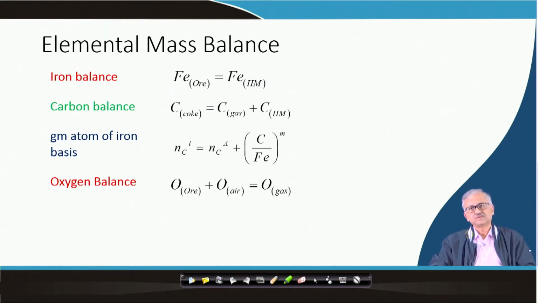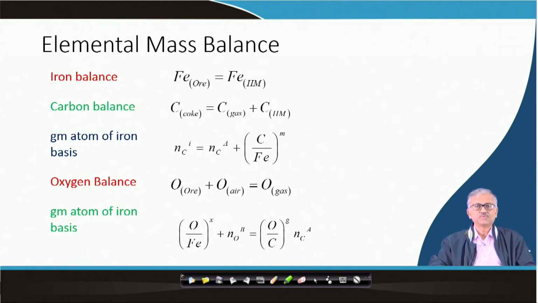Because of silicon reduction and phosphorus reduction, some oxygen obviously joins the blast furnace gas. That much oxygen we are ignoring for the time being to make it simple, because we are just developing a predictive model now. So, it is a very simple predictive model, and if I consider the oxygen balance in terms of gram atom of iron basis, it will be like this. O by Fe represents the gram atom of oxygen that is input into the blast furnace to produce 1 gram atom of iron.